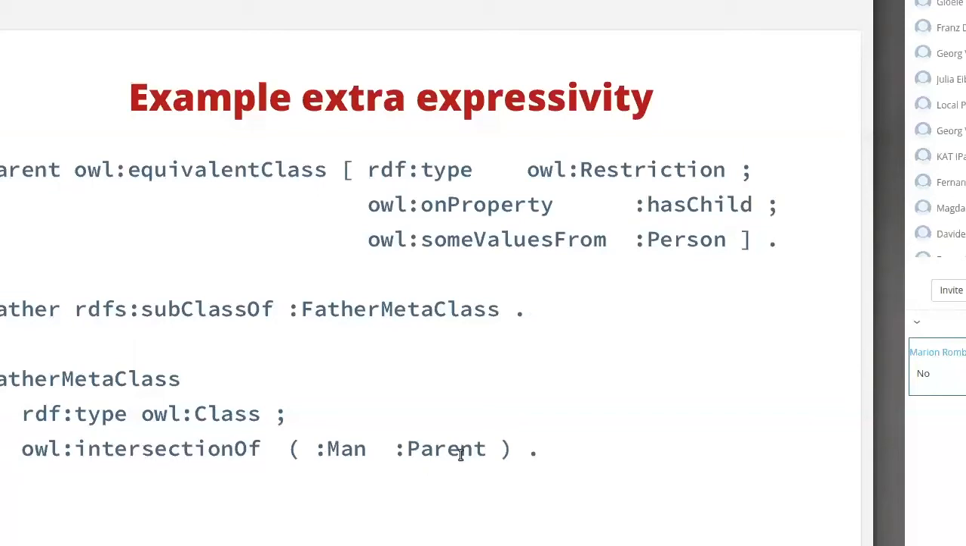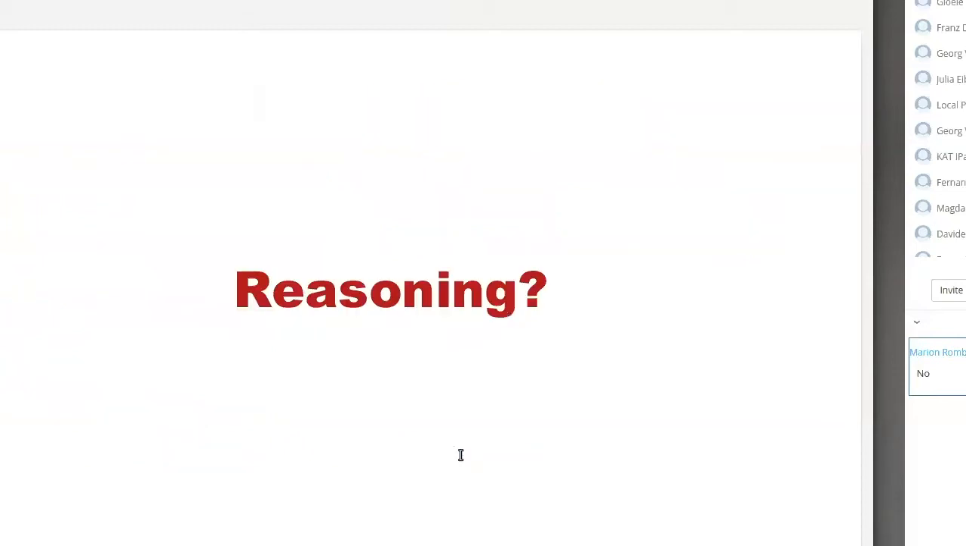So you can call father every entity that's parent and that is in the class man. It's a very, very expressive and nice language to use, even though the thing that you just saw cannot be used in the faster subsets of OWL. You heard me saying things like deducing or interpretation or reasoning.